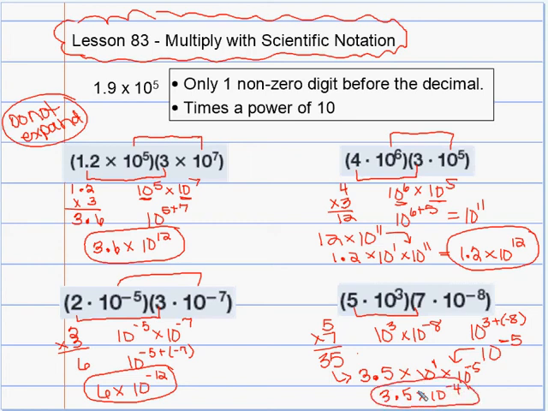And there you have it. That's how to multiply very large or very small numbers really quickly using scientific notation.